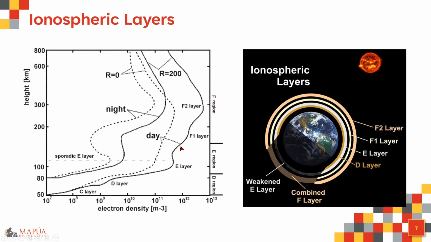So F2 and F1 recombine, but even though there is no ionization source in the nighttime, the electron density in the F region in the nighttime is actually due to dissociative ionization or dissociative processes. Okay, so let's have a brief review of what these layers are.